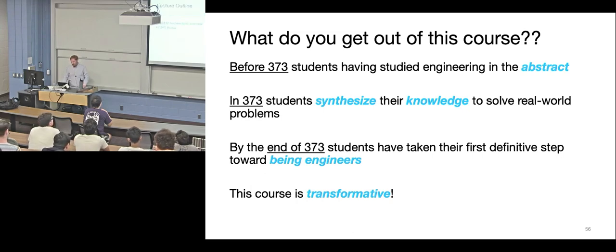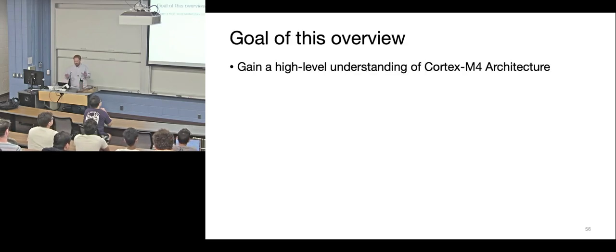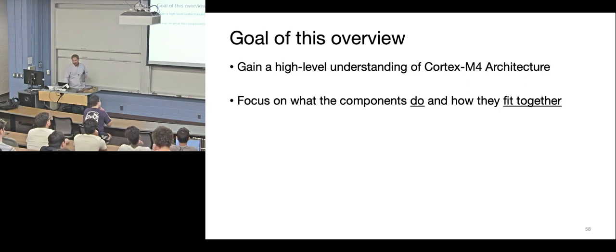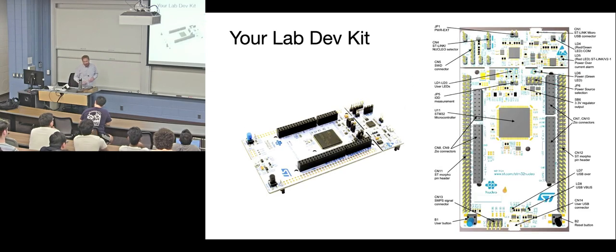All right. Let's actually talk about embedded systems then. We're going to give an overview. This is intended to be a high-level overview of the Cortex-M architecture, okay? We're going to focus on what components generally do and how they fit together, not how they work, okay? So don't freak out. We're going to go fast. We're going to talk about all the stuff rapid fire, but I want you to take away the big picture so that when you go to lab, you're like, oh, I see, I'm supposed to be talking about GPIO over here, okay? So don't freak out.